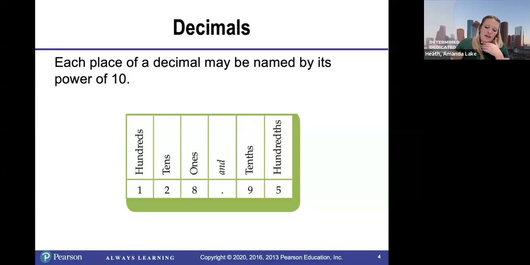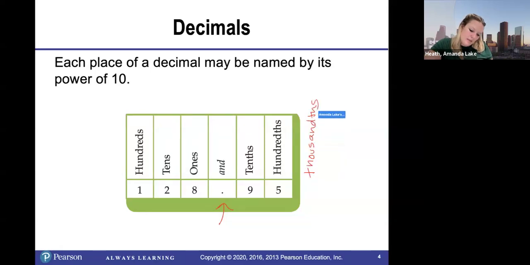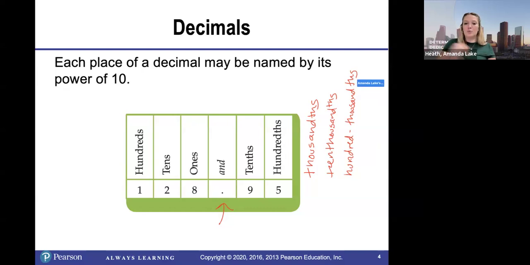As a reminder, each place value has a name that is based on its power of 10. Again, we had hundreds, tens, ones. The decimal gives us the word "and," then tenths, hundredths, thousandths, ten thousandths, hundred thousandths, and the next would be millionths.